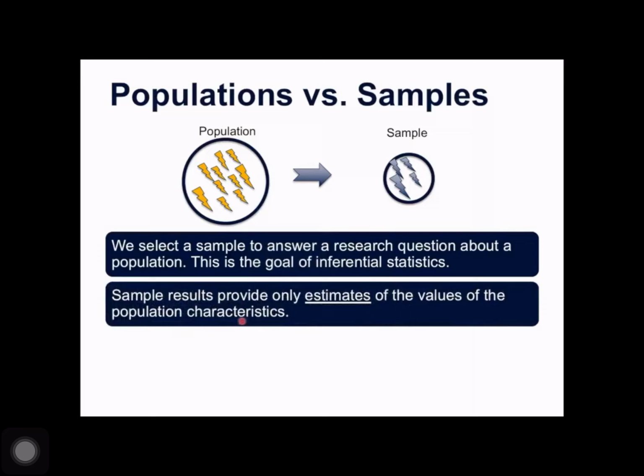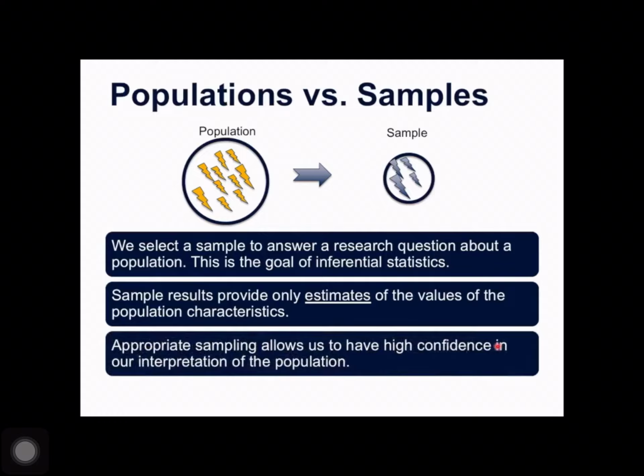When we see the results, they are only estimates of values that are actually in that population, and because of that, we have to make some adjustments to some of those values as we're trying to work with them in some of the statistics that we're running. An appropriate sampling is going to allow us a high degree of confidence in interpreting this population based on our sample, and that's good news.